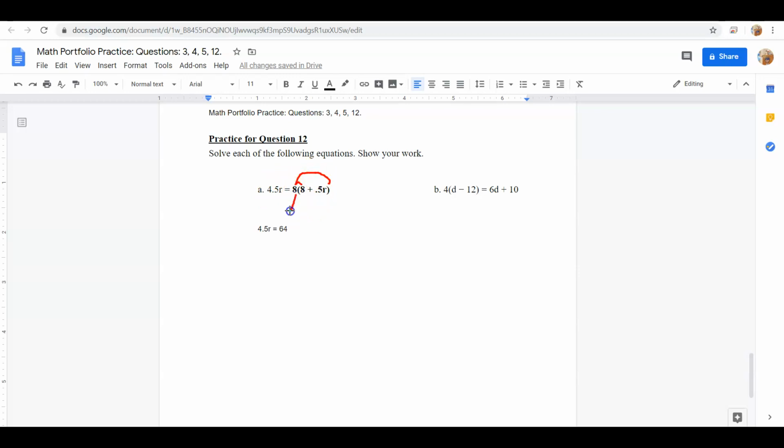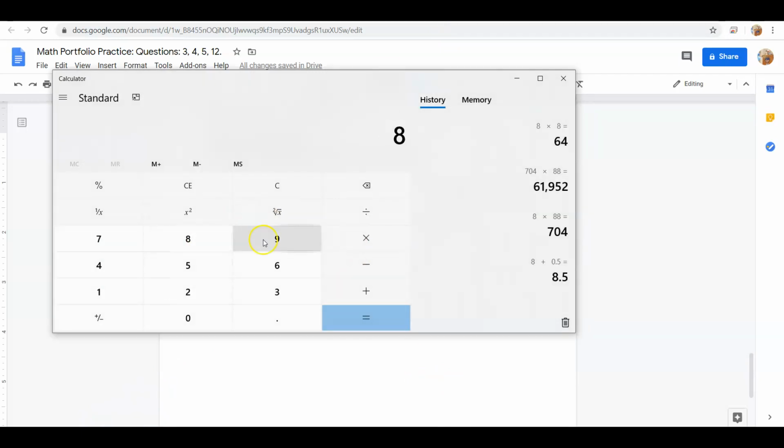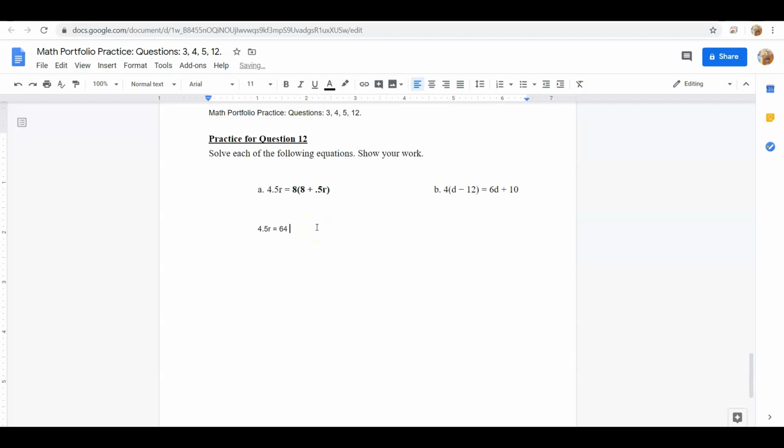So 8 times 8 is 64. That drops down there. And now you have to do 8 times 0.5r. So if we do that, we need to do 8 times 0.5 equals 4. So we write plus 4. And then this r that is attached to that 0.5r drops down here. Okay? So we need to put r there. And now we're left with an equation that says 4.5r equals 64 plus 4r.